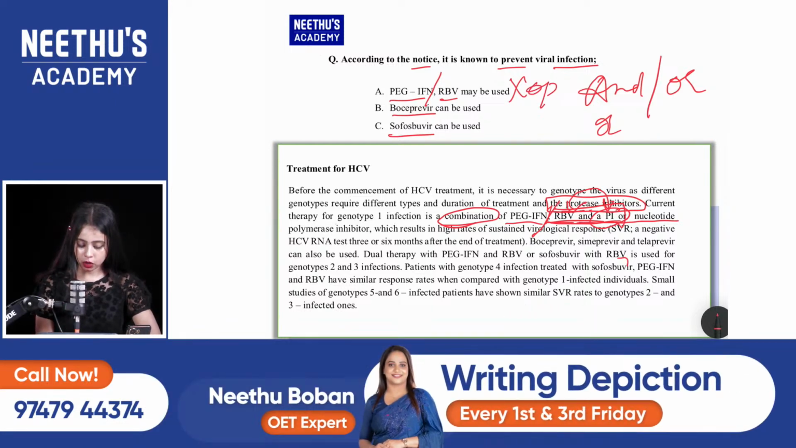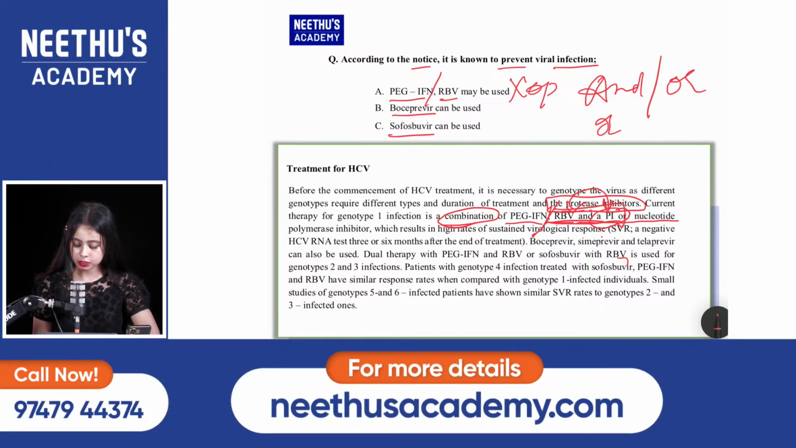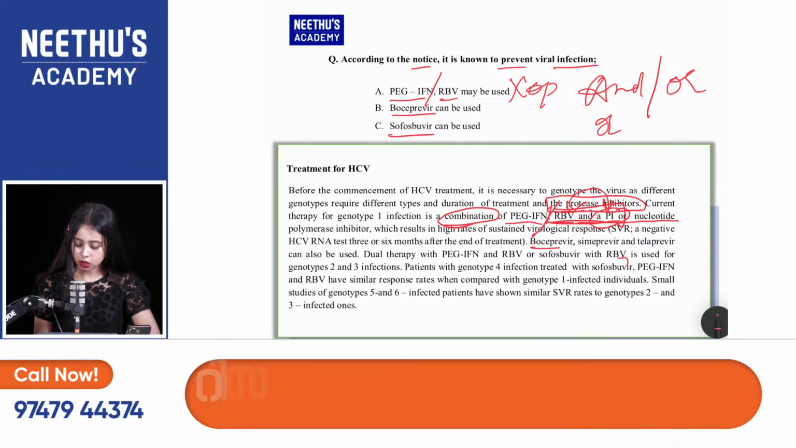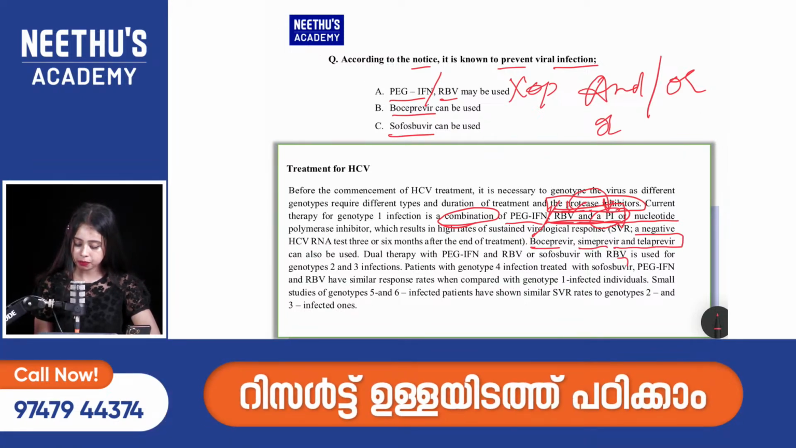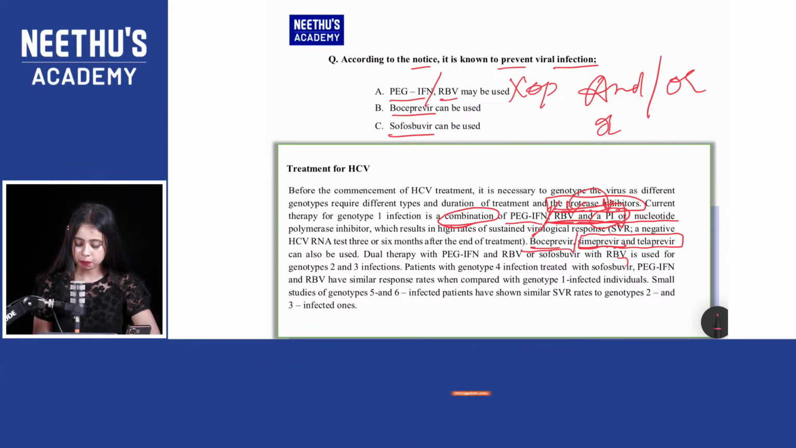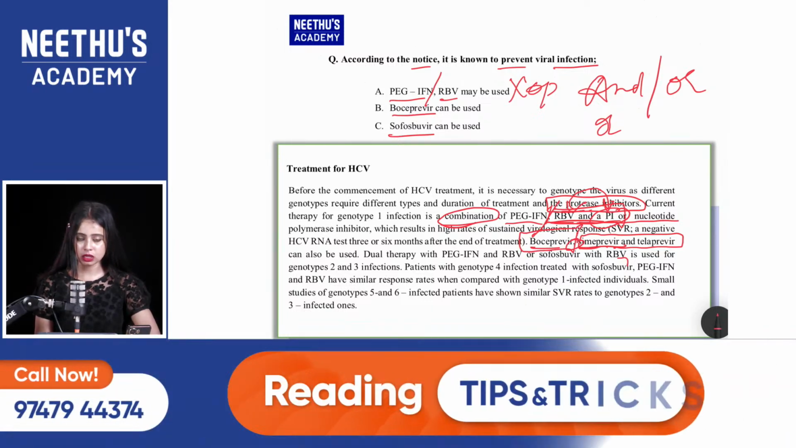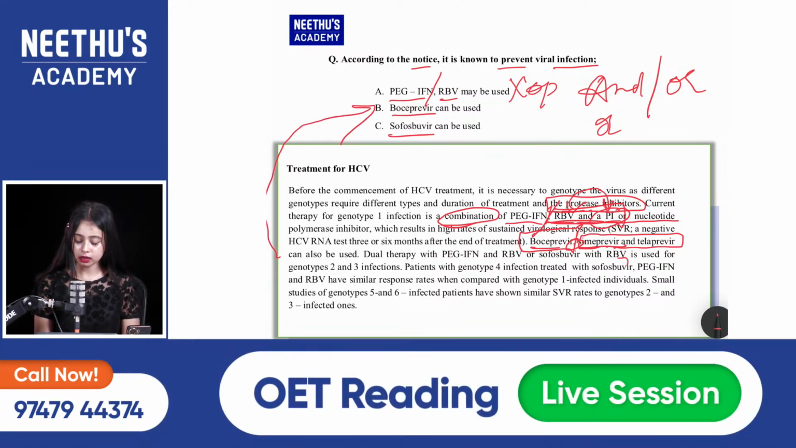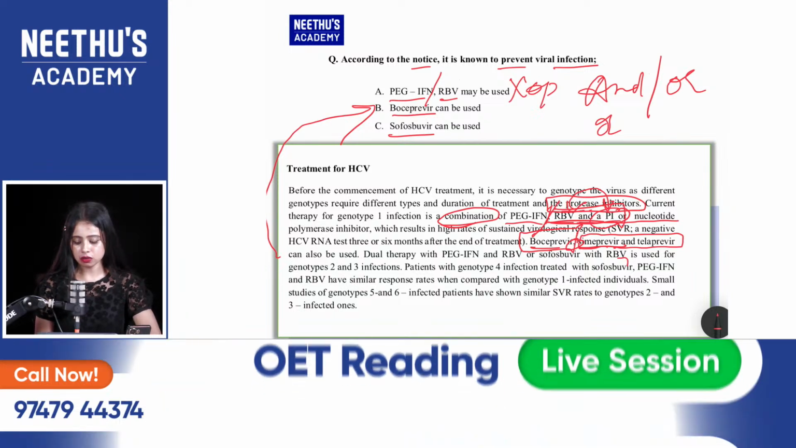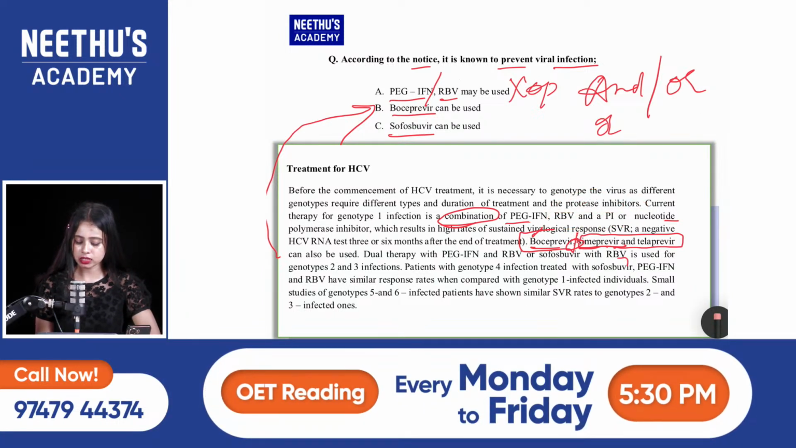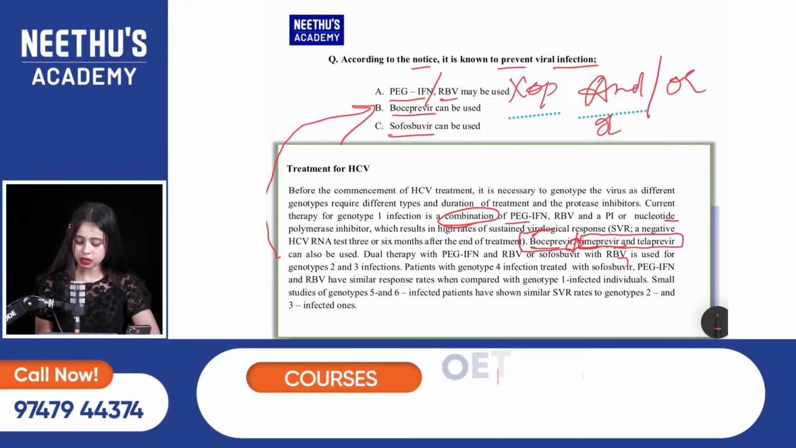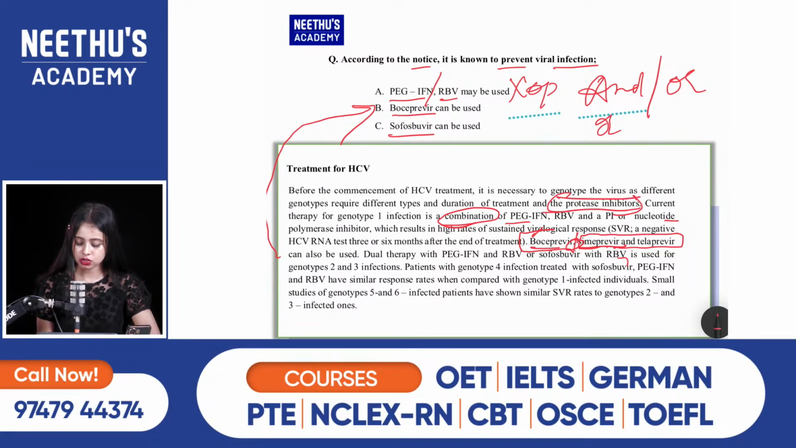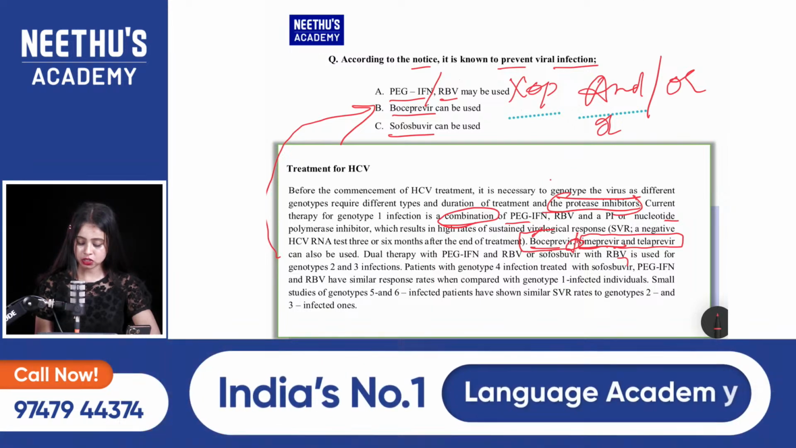Then polymerase inhibitor, which results in high rates of sustained virological response. Then Boceprevir, Simeprevir and Tenofovir. Here Boceprevir is separated with a comma. It's already separated, so maybe option B. And one more reason: what is Boceprevir? It is a protease inhibitor. In the second line it says duration of treatment and the protease inhibitors being used as a treatment option. So maybe option B.